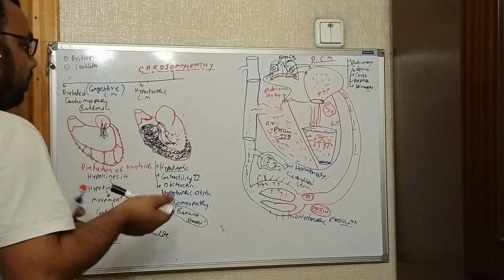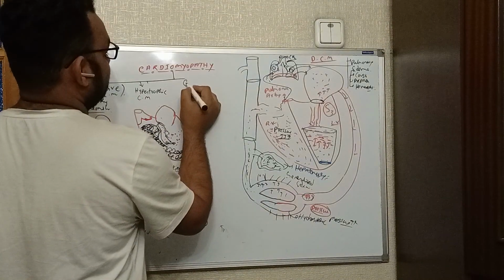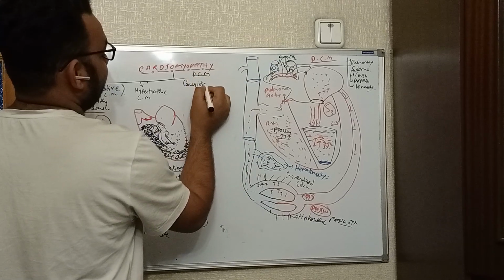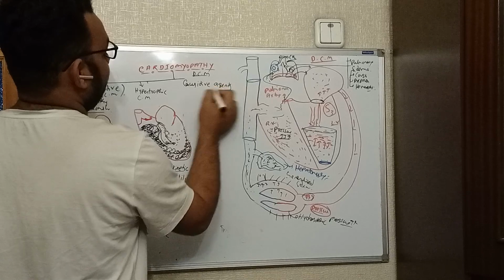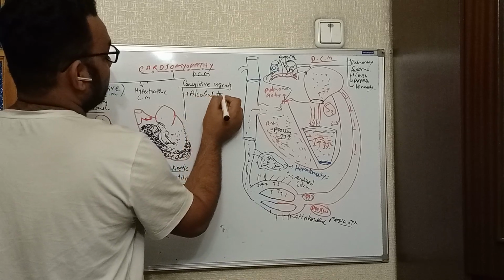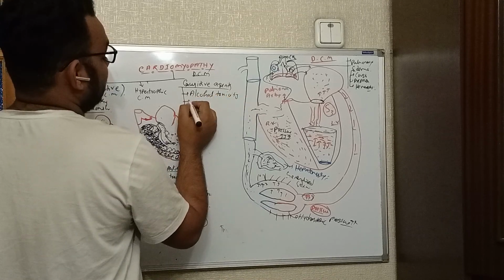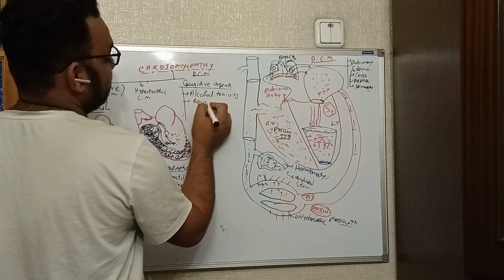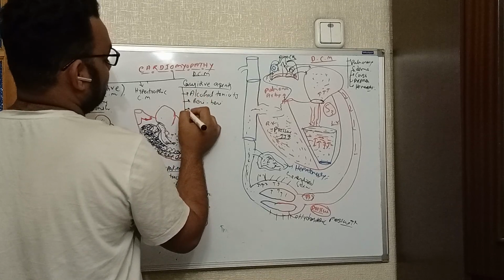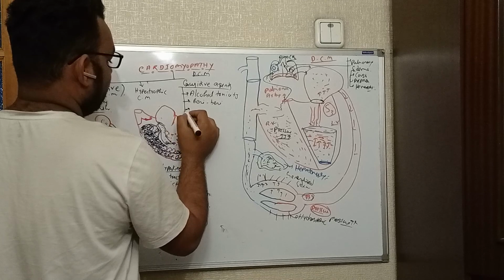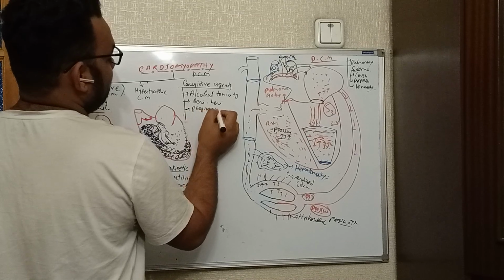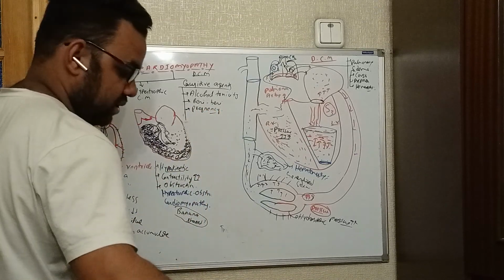Now, whatever the etiologies are here, or the causative agents for the dilated cardiomyopathy. The first thing is the alcohol toxicity, then the vitamin B complex deficiency. Then you can see here the pregnancy. Sometimes you can also see this thing, for the pregnancy purpose.